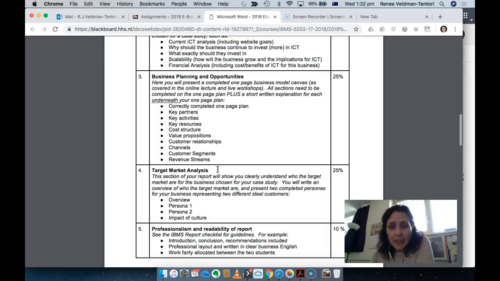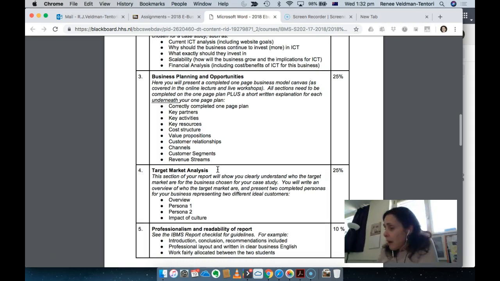You can complete that. There's templates online that you can use, and then underneath the canvas explain a little more about your dot points from the canvas. So for example, you might have listed 3 or 4 key partners, and then make sure that those key partners are described in a little more detail in the report underneath.